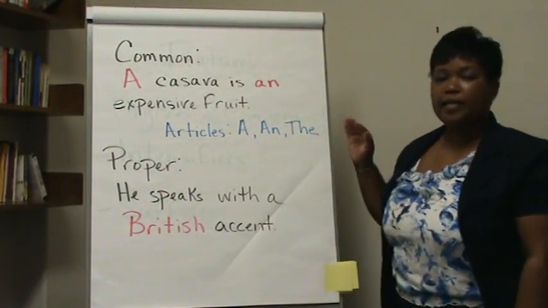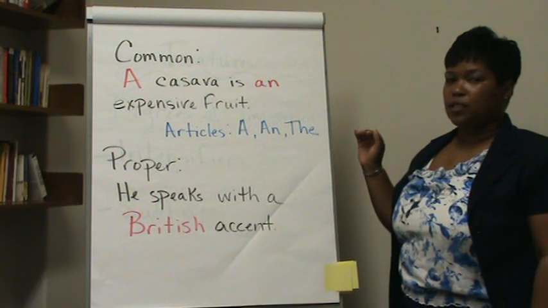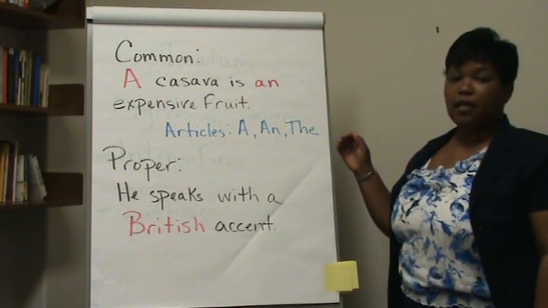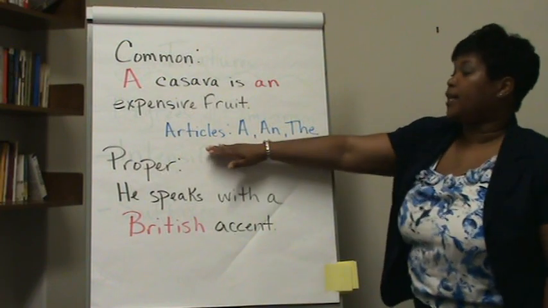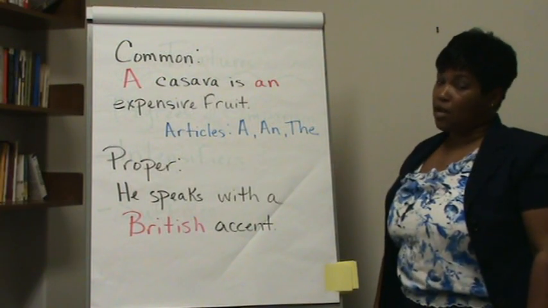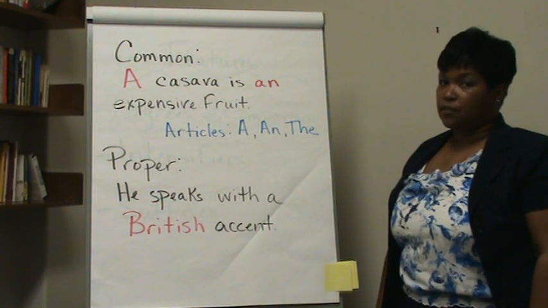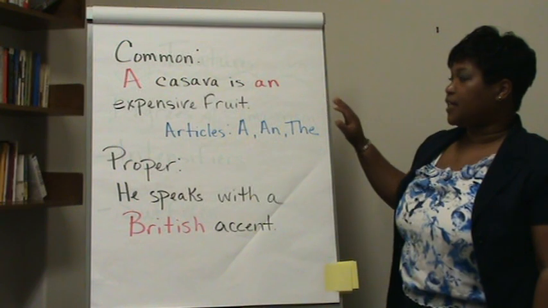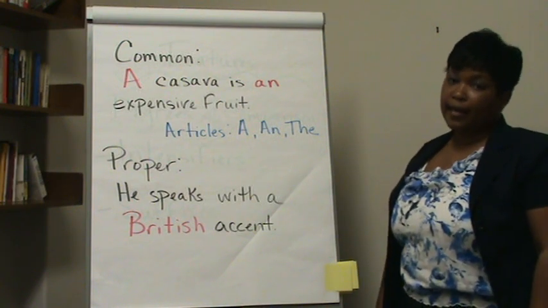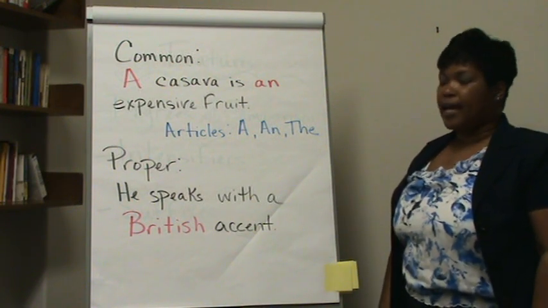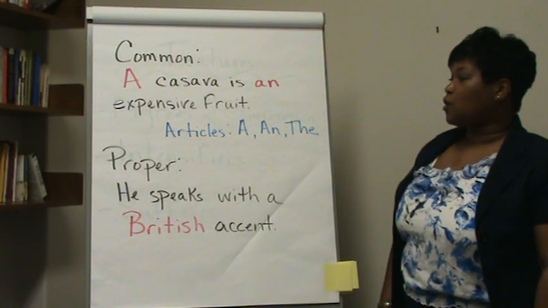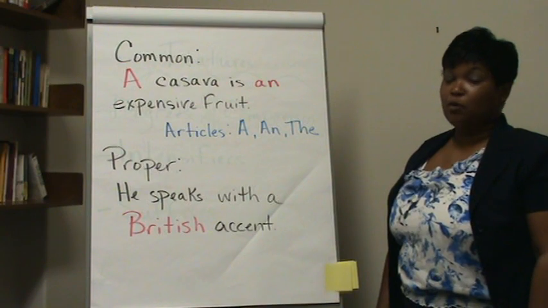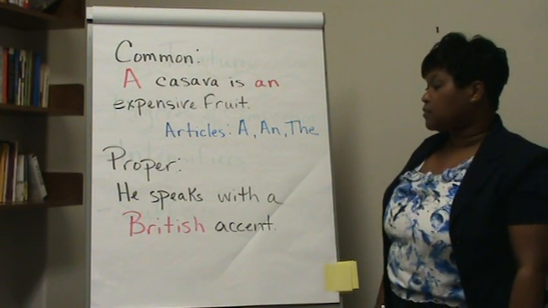There are some very common adjectives that are used, and we don't always realize that they're doing certain things within a sentence. But a word like a, an, or the, otherwise known as the articles, are some of the most commonly used adjectives in the English language. So we have an example here. A cassava is an expensive fruit. A is modifying cassava, and an is modifying fruit. The term expensive is another adjective, but both are serving as modifiers within the same sentence.